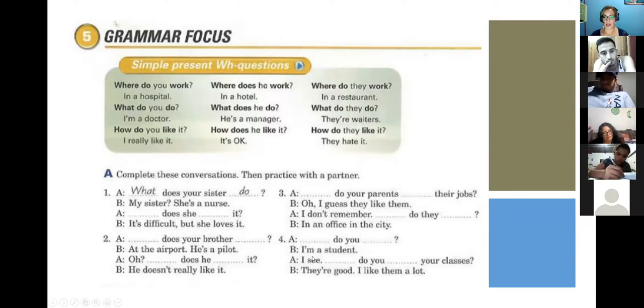Les voy a dar un poco de tiempo para que lo vayan resolviendo en su material. Y si no lo tienen impreso aún, pues puede ser en su cuaderno.